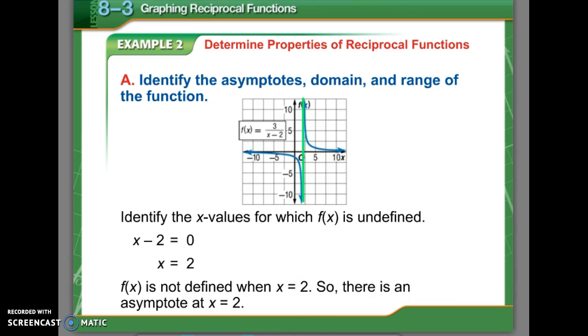So we can see from this that this graph is going to get really close to the number 2 over here, and it's going to get really close to 2 up here, but it's never actually going to touch 2, because if it did, this function would be undefined.